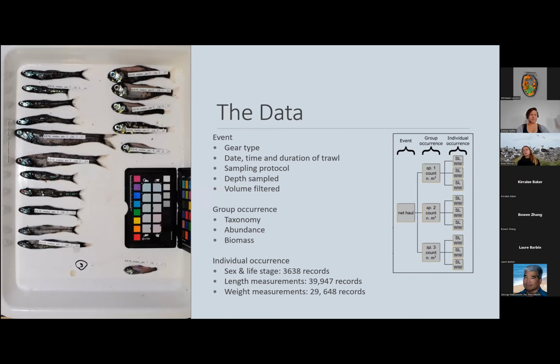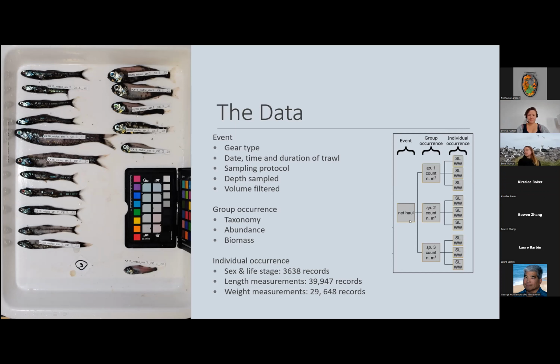So I'm not going to go into the specifics of how the data were processed or standardized because it's quite boring, and you can just read about that in our data paper, which I can have sent around later. But basically, the data are structured as you see here. So an event, which is the net haul, that contains the information on the gear type, the date and the time of the trawl and the duration, sampling protocol, depth sampled and volume filtered.